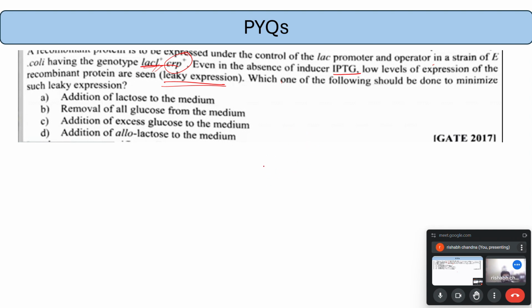Okay. So what we have is the CRP plus protein and then we have the LacI. Now, this is under the control of the operator. This will go and bind to this particular operator, which will not allow the transcription of this particular protein. Now what will happen if some glucose and lactose are both present? There will be some leaky expression, as mentioned in the question. So we have to decrease this leaky expression. How can we do that?